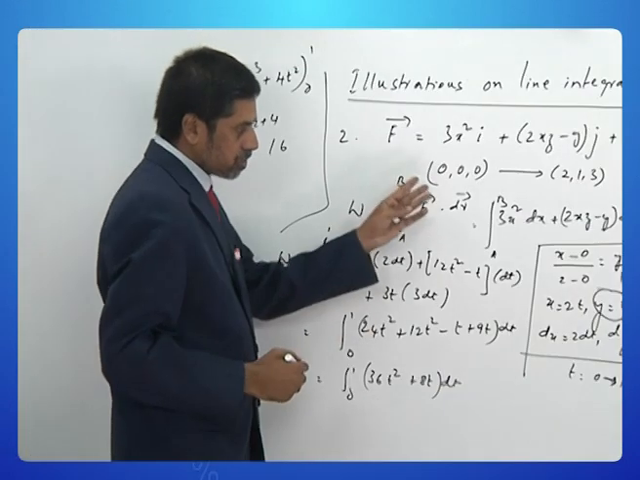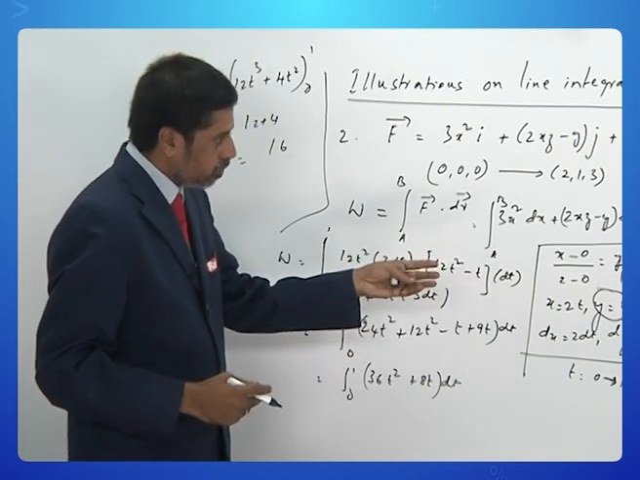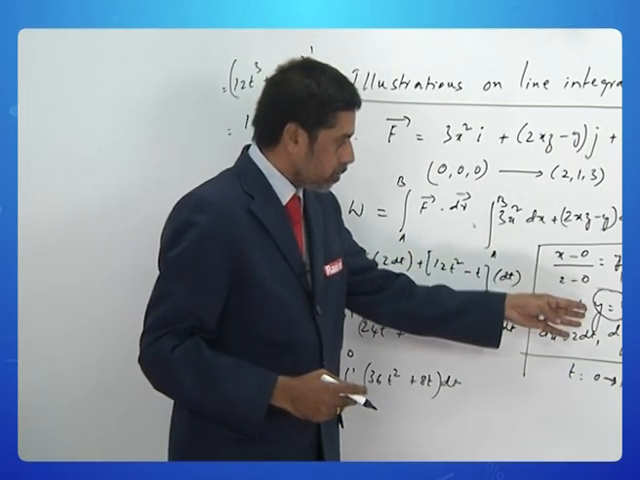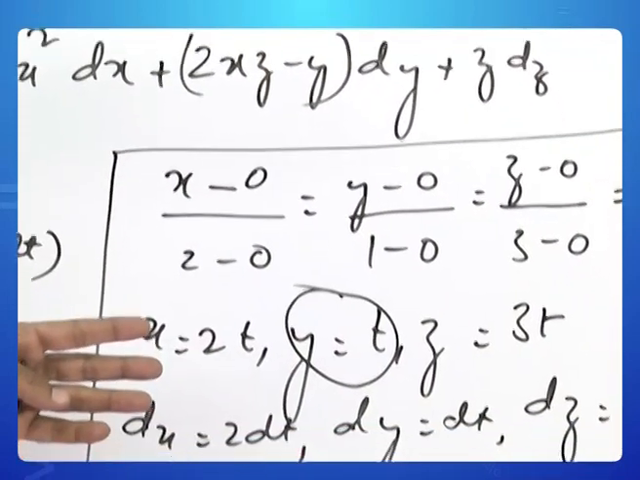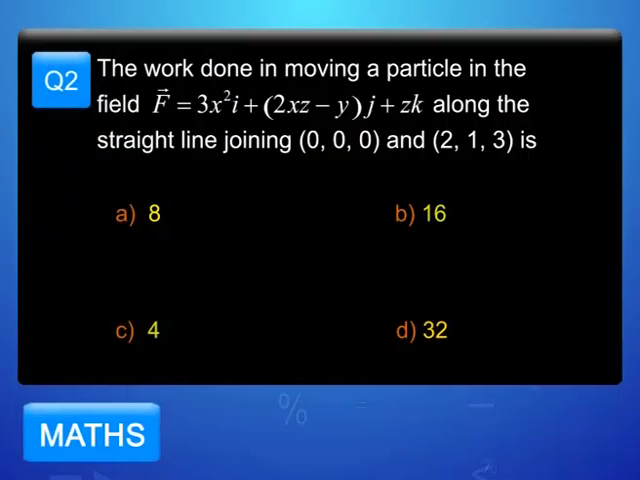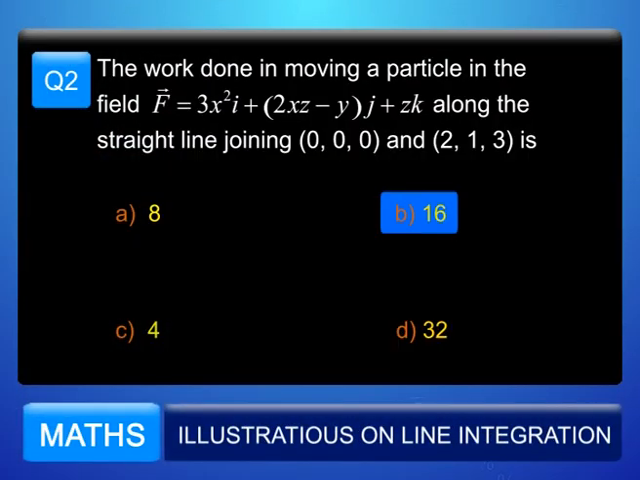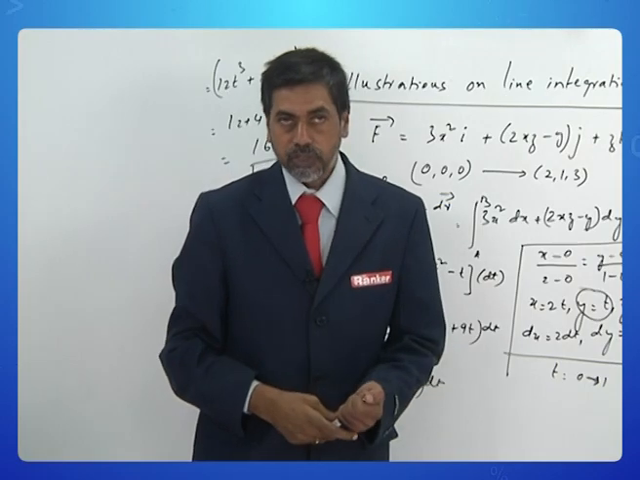So this problem was selected to explain how you must build parametric equations for straight lines in three-dimensional space. The correct option for this problem is B. Let's go to the next question.